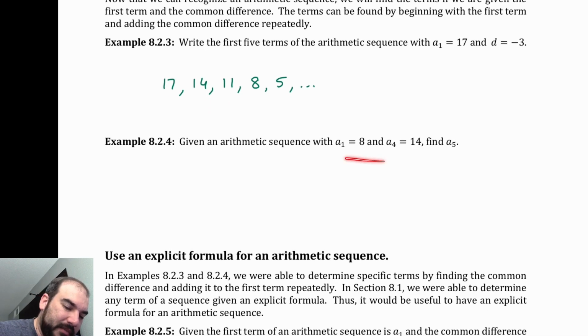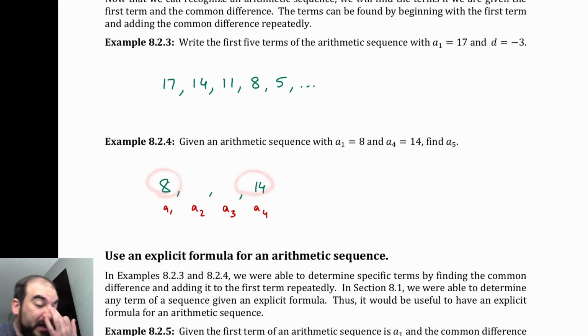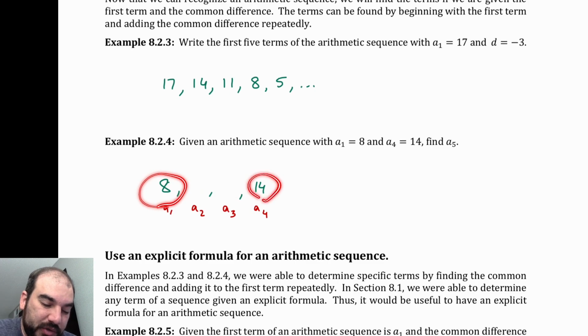In the next example here, we know that the first term is 8, and then we're missing some terms. So this is A1, which is my first term. A2 is missing. A3 is also missing. We don't know A3, but we know A4, which is an interesting situation because while we're skipping a few terms here, we know 2 specific terms. So we can actually find those missing terms and find the common difference here by just knowing 2 terms.